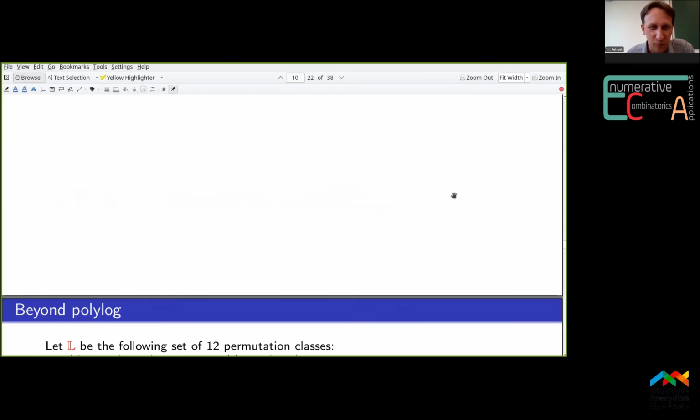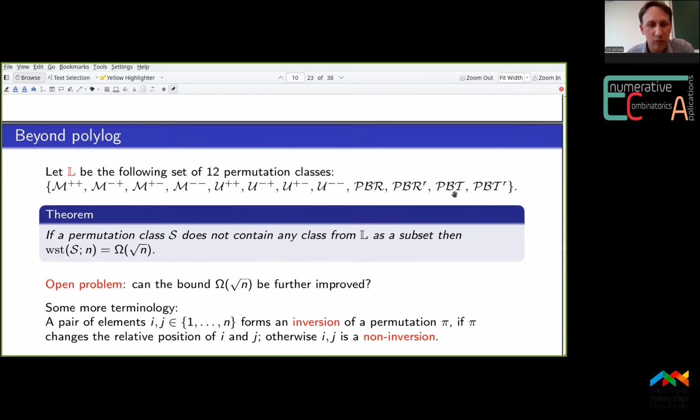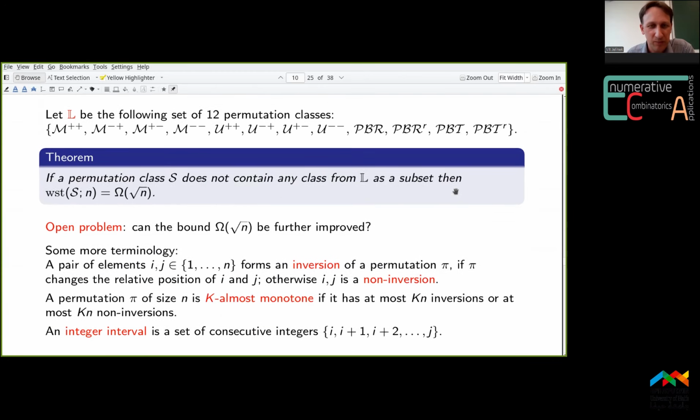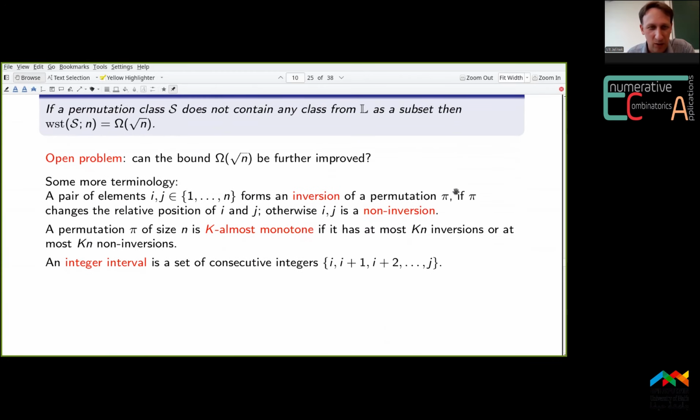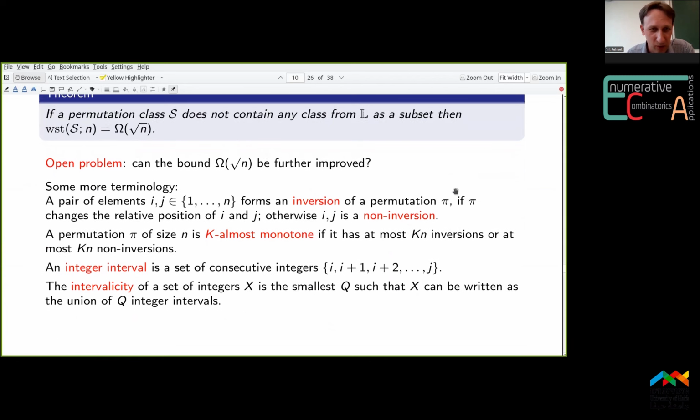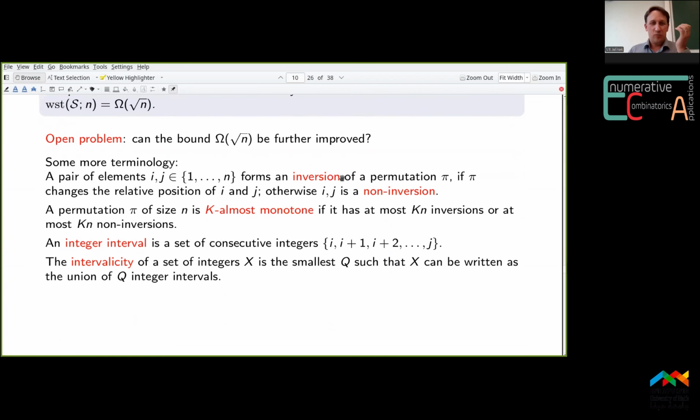So let me move to that, and let me move to that by giving some more terminology. For two elements or two numbers i and j, an inversion in a permutation is, well, two numbers are an inversion if the permutation exchanges their relative position, and otherwise the two numbers are a non-inversion.